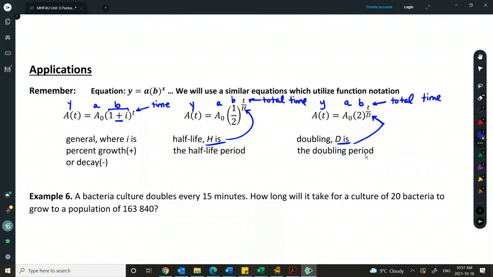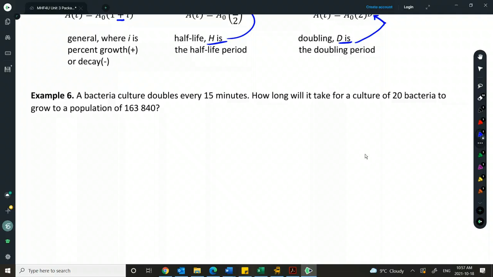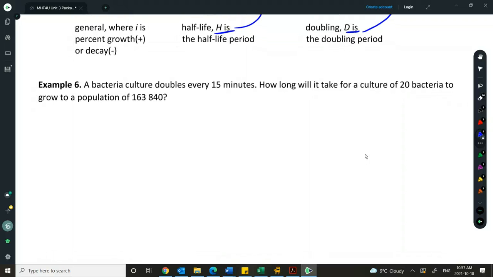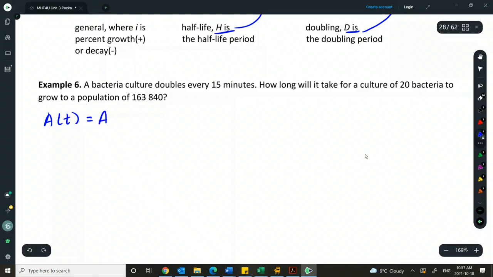Okay? So, for instance, a bacteria culture doubles every 15 minutes. How long will it take for a culture of 20 bacteria to grow to a population of 163,840? So we are going to use the A at t doubling formula, which is future amount at time t is equal to the initial amount, and then we're just going to put right in the doubling, and then it will be time over doubling period d.